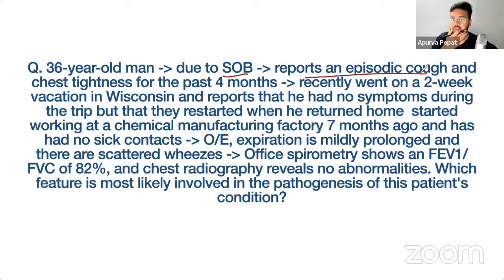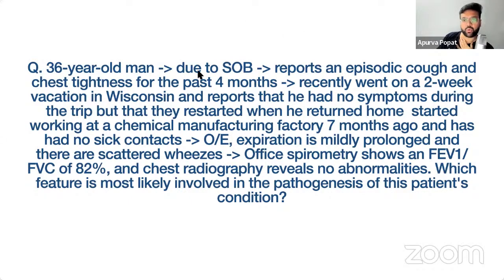He reports episodic cough and chest tightness for the past 4 months. Recently, he went on a 2-week vacation in Wisconsin and reports that he had no symptoms during the trip. But when he returned home and went back to the chemical manufacturing factory, he started developing the symptoms again. On examination, expiration is mildly prolonged and there is scattered wheezing while he is at the office. The office spirometry is showing FEV1 by FVC of 82%. Chest radiograph is showing no abnormalities. What do you think this patient is having?